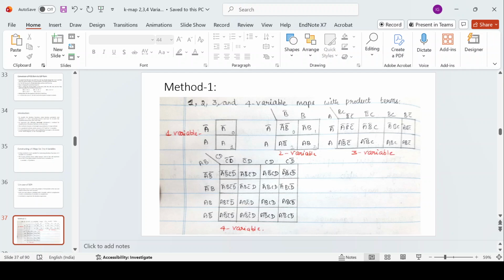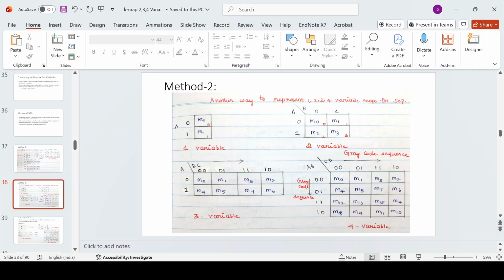The first cell is represented by A dash B dash. A dash B is represented in another cell, A B dash in the third cell, and finally A B. In the same way, cells are created for three and four variables. For three variables, we can create 2 power 3 equal to 8 cells, in a horizontal or vertical manner. If we have four variables, we can create 16 cells.